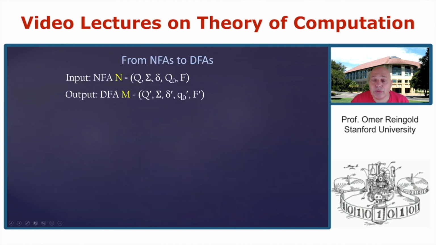So we want a transformation that takes an NFA as input and gets as output a DFA that recognizes the same language. So this DFA is equivalent to the NFA. The transformation is something that we will call the subset construction, for reasons that will become clear very soon.